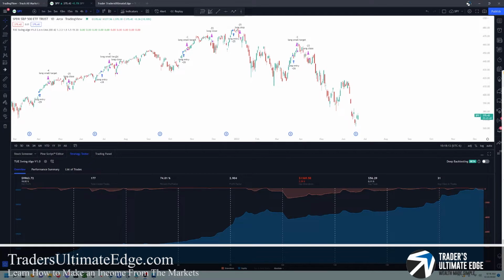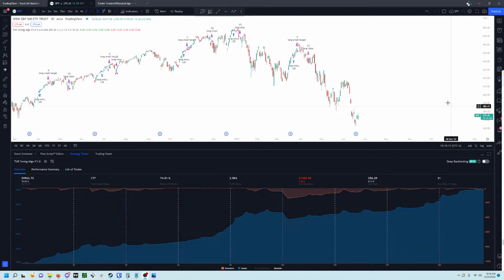Now you see what I have pulled up here, SPY. You'll see the chart with the entries, exits, take profits, etc. at the top, and down at the bottom is the equity curve.